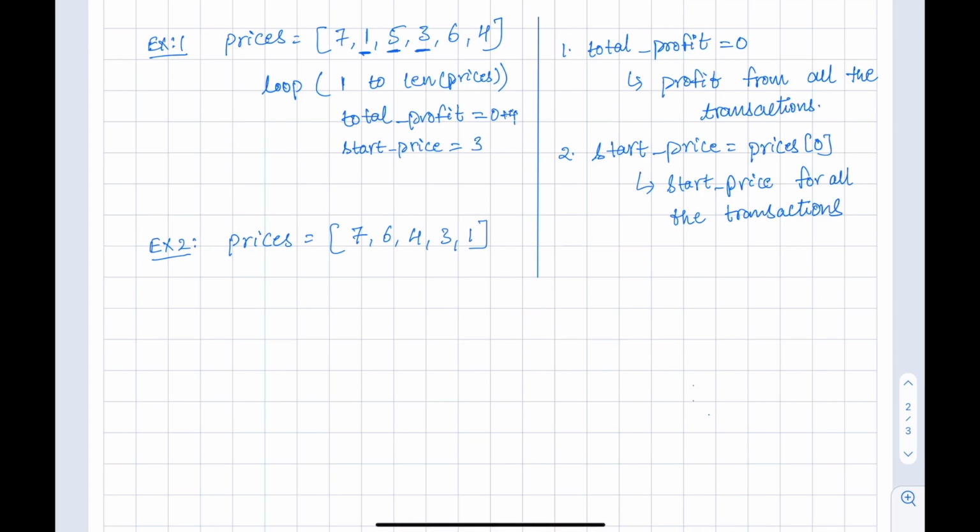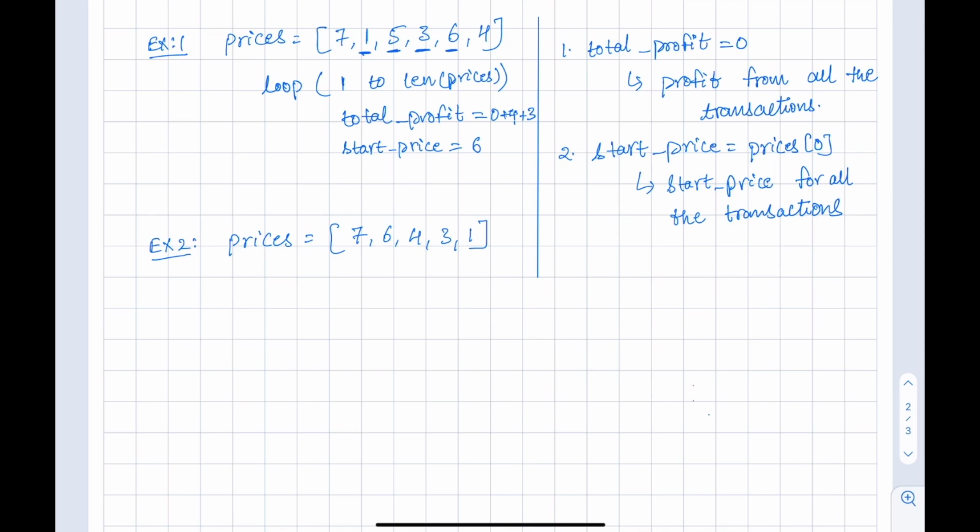Okay, and you are going to the day 5, and the price of the stock on day 5 is 6, and your start price is only 3. So you are going to make a profit. So what is the profit? The profit that you are going to make is 6 minus 3, that is going to be 3. And you are going to update the start price again. Your start price is going to be 6.